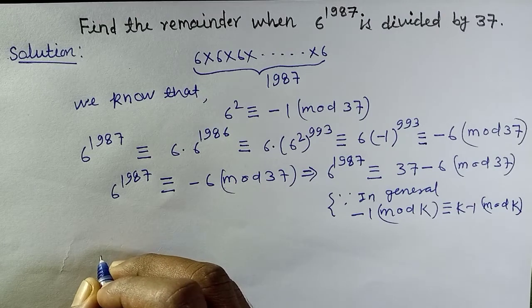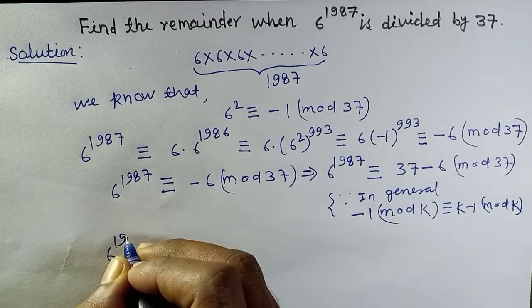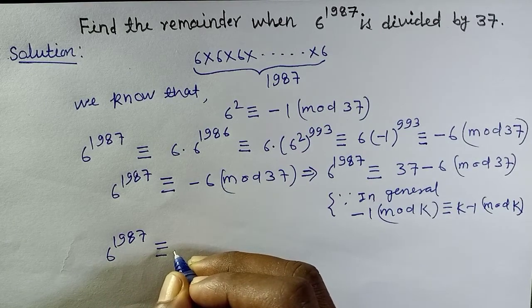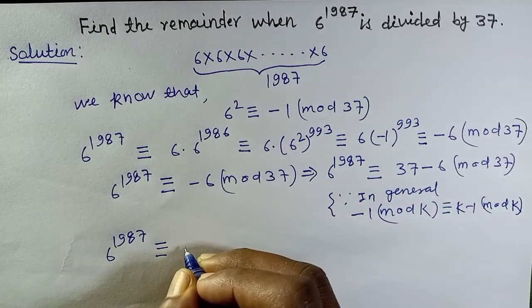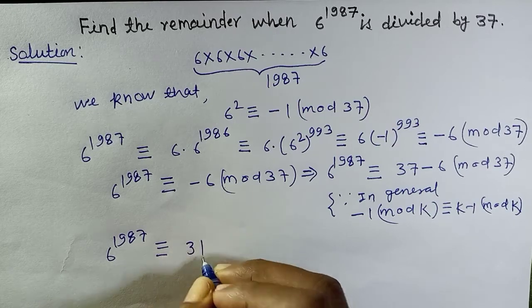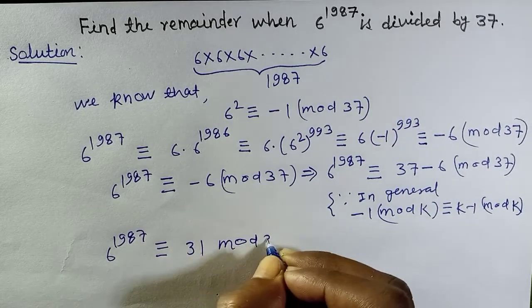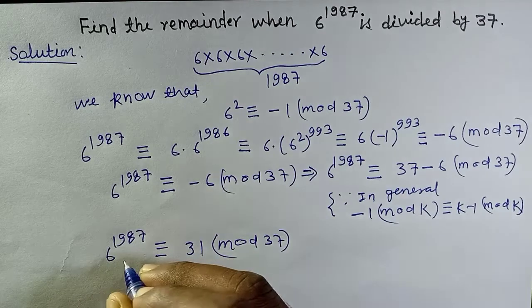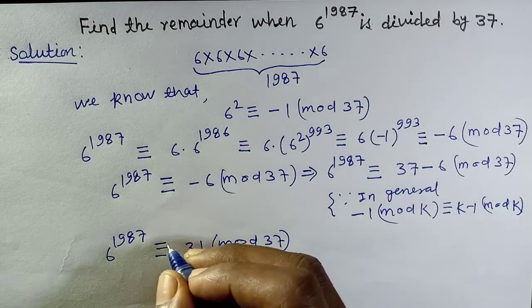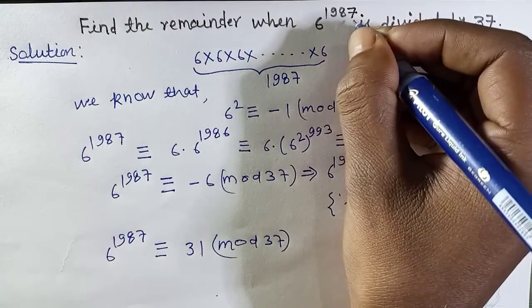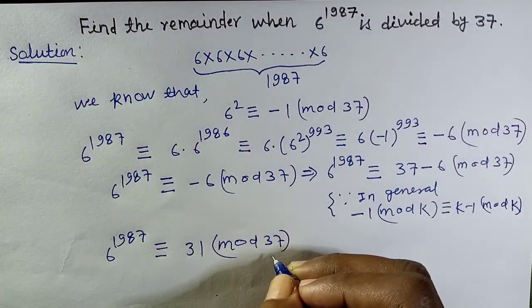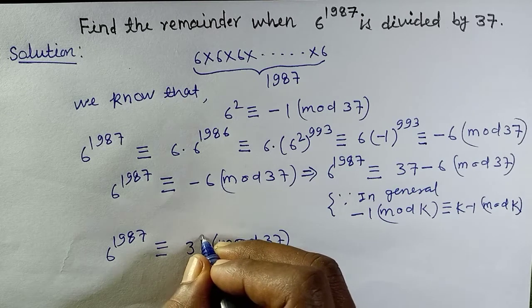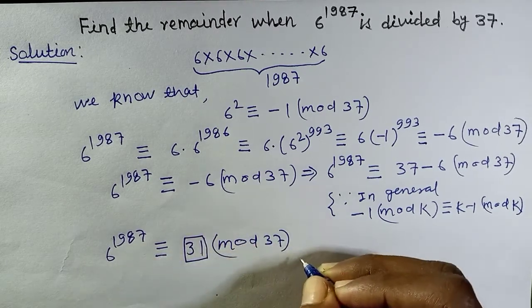So 6 to the 1987 is congruent to 31 mod 37. So the remainder when 6 to the 1987 is divided by 37 is 31. That is our required answer.